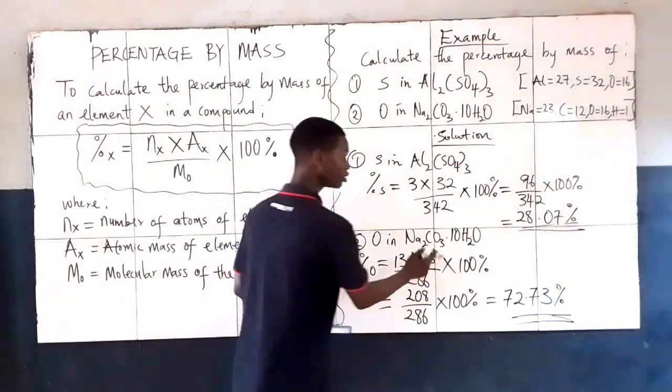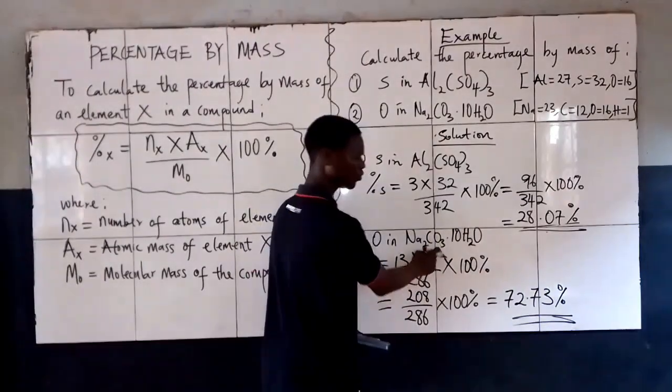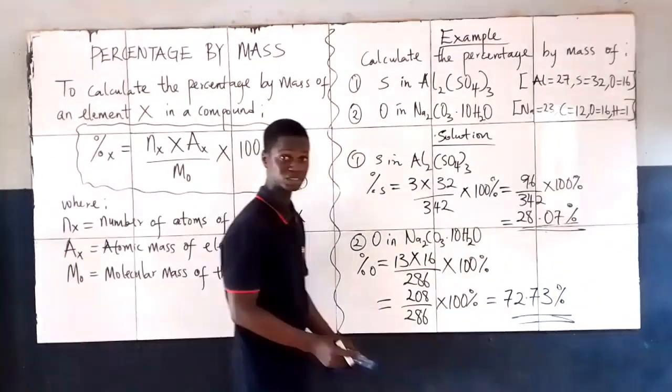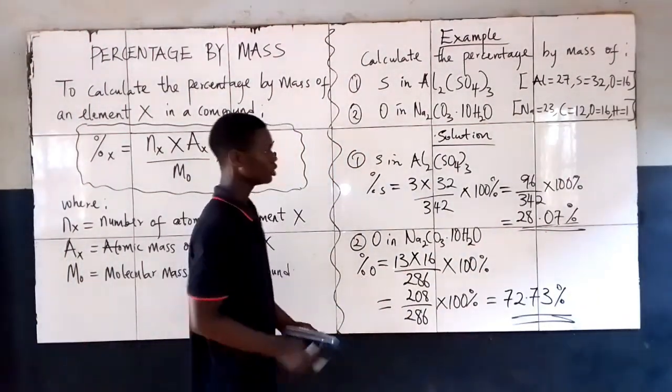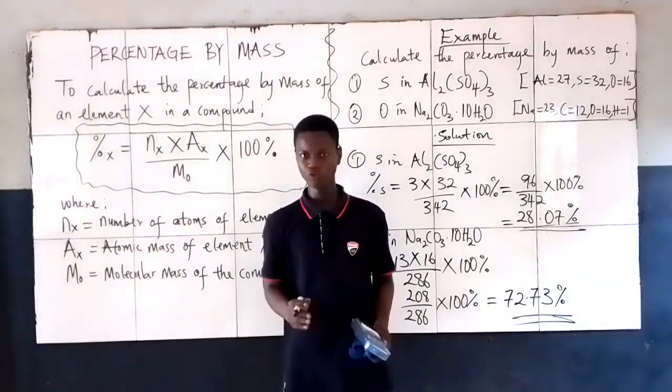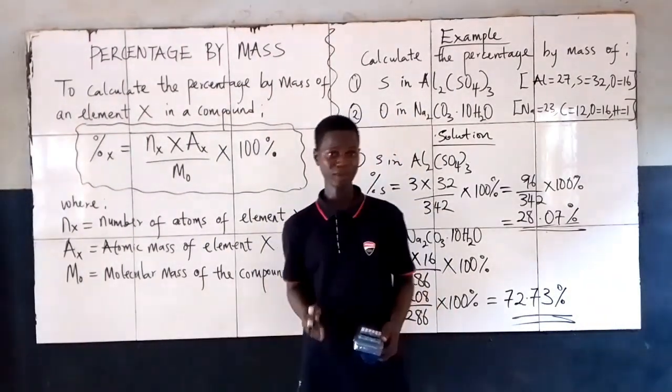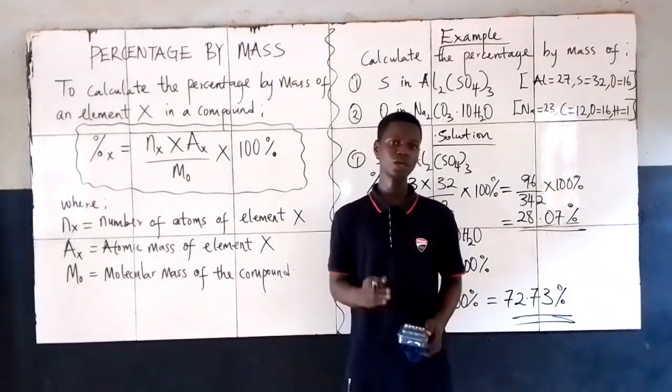I hope you know how I got the number of atoms of oxygen. 3 atoms of oxygen here added to 10 atoms of oxygen there. So in total is 13. So basically this is how it is solved for percentage by mass. About now, we'll be giving you guys a question to try.